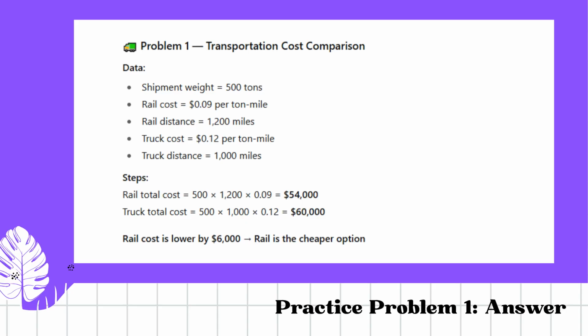Explanation. Problem 1. Let's start by comparing transportation costs. We'll find the total cost for each mode by combining the cost per ton mile, the distance, and the shipment weight. When we multiply these values, the rail shipment ends up costing around $54,000, while the truck shipment costs about $60,000. So, the rail option is cheaper by roughly $6,000, making it the better choice for this move.